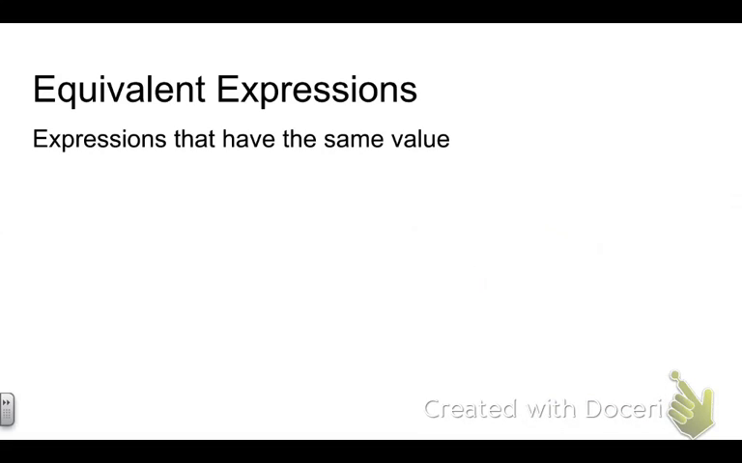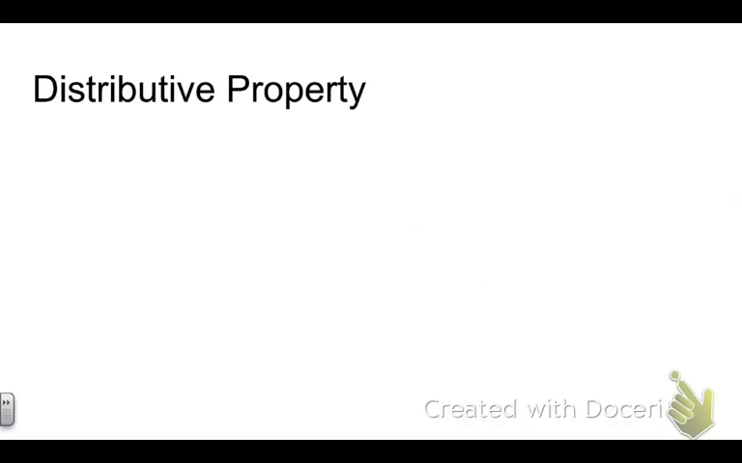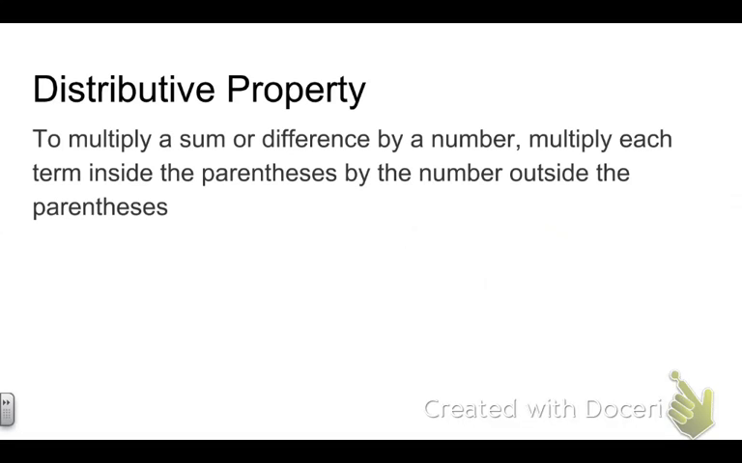So first thing you need to know, equivalent expressions are expressions that have the same value, all right? Both of them are equal to one another. So now, the distributive property. To multiply a sum or difference by a number, you need to multiply each term inside the parentheses by the number outside the parentheses. Now, I know that might sound like a bunch of mumbo-jumbo, but look at these examples here.